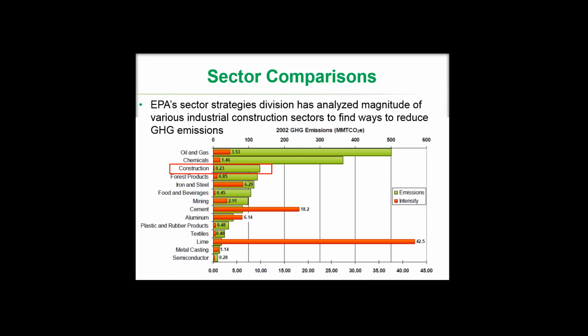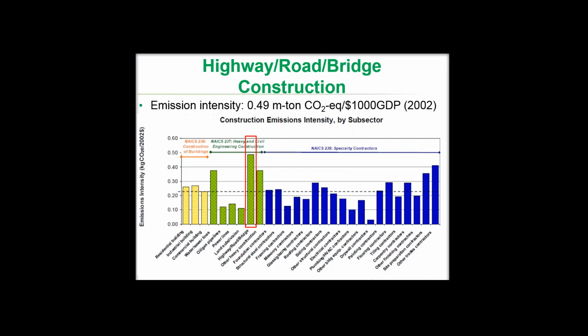The one that we are interested in is the one in the red box, which is the construction, and that involves various types of construction. We can see here the emission is, I would say, almost in the middle, while the emission intensity is considered low. If we take this and compare the various types of construction here and focus on the emission intensity coming from highway, road and bridge construction, we can find that it is the highest.